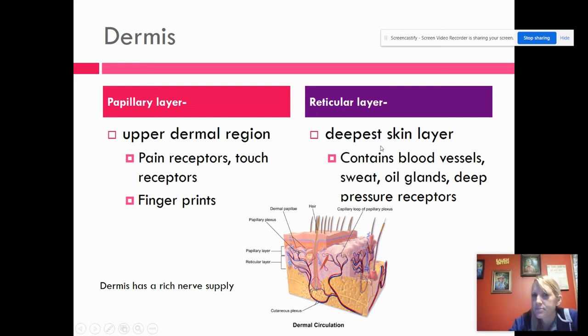Reticular layer is the deep layer that has the blood vessels, the sweat and oil glands, the hair follicles, the deep pressure receptors. So that's right here. Can you see that? The dermis has a very rich nerve supply. So if you have pain on your skin, it's not because of the epidermis, it's because of the dermis. You cut too far.